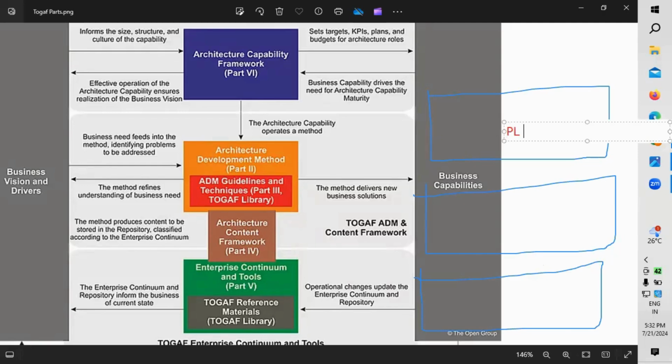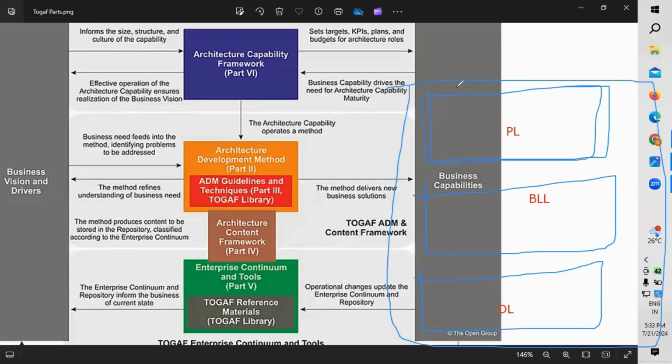PL stands for presentation layer. Second, the business or logic layer, which is called BLL. I'm writing it down here. The third layer is called the data layer, DL. These are the 3 layers, because if you are developing any application, there will be 3 different layers. One is the presentation layer. Second is the business or logic layer. The third is the data layer.